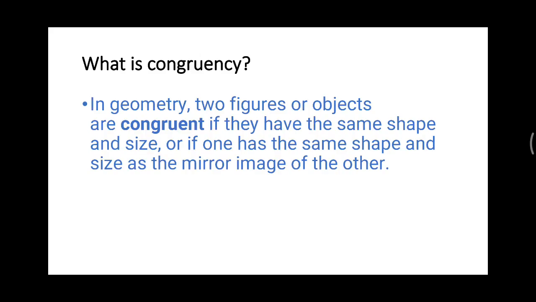Now, what is congruency? In geometry, two figures or objects are congruent if they have the same shape and size, or if one has the same shape and size as the mirror image of the other. Means if shape and size of two geometrical figures or two objects are same, then these figures are called congruent figures, or these are the mirror image of one another.